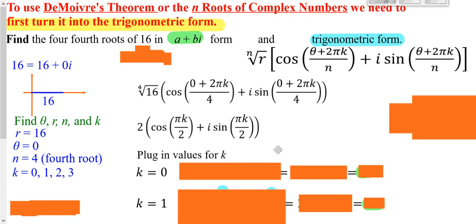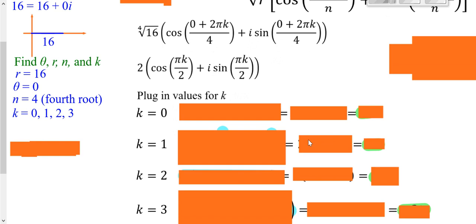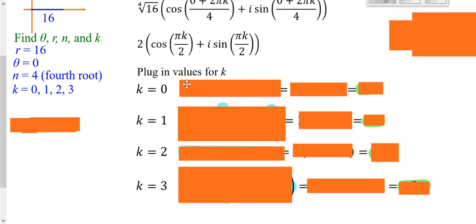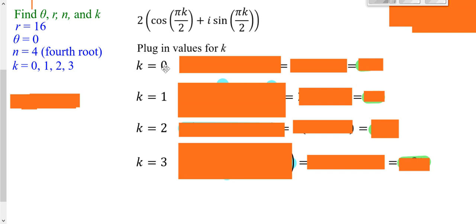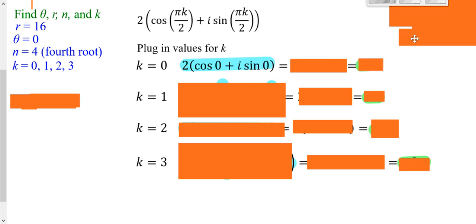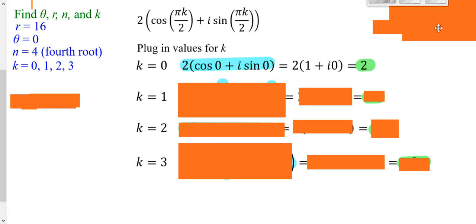Once I plug stuff in and simplify, now I'd start plugging in the different values of k. So I would go ahead and plug in k being 0 into here. Well, if k is 0, I still have a 2 in front. I get the cosine of 0 plus i sine of 0. That's my answer in trig form. Then I know the cosine and sine of 0, so I could write those down. I can distribute through, and then I get my answer in a plus bi form.